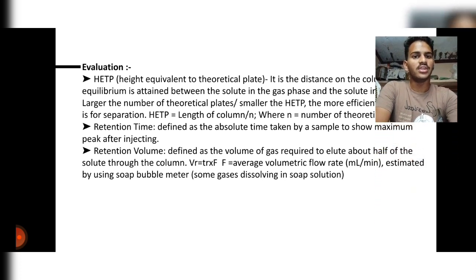Second point: retention time, defined as the absolute time taken by a sample to show maximum peak after injection. Retention volume, defined as the volume of gas required to elute about half of the solute through the column. VR equals TR times F, where F is the average volumetric flow rate in ml per minute, estimated by using a soap bubble meter. Some gases dissolve in soap solution.